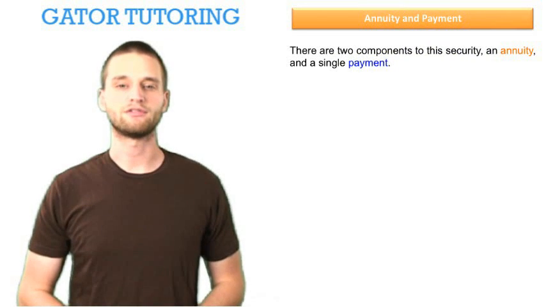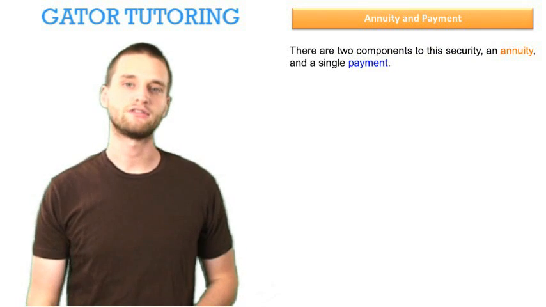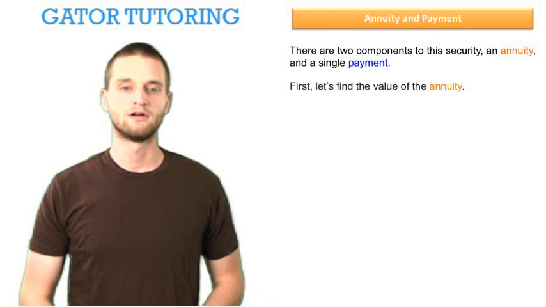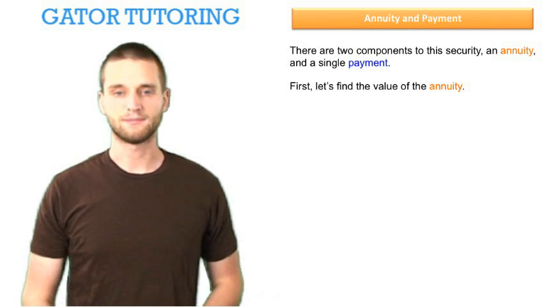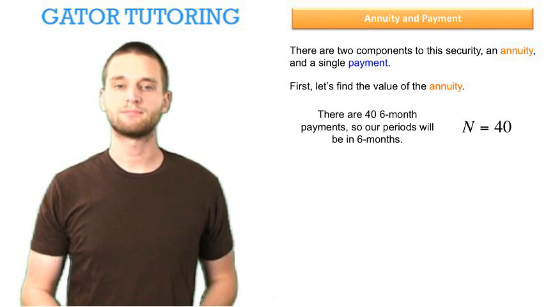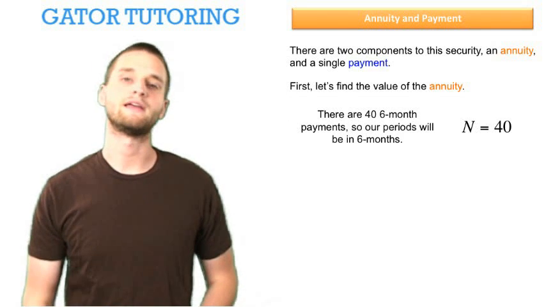So there are two components to this security, an annuity and a single payment. First, let's find the value of the annuity. There are 40 6-month payments, so our periods will be in 6 months.